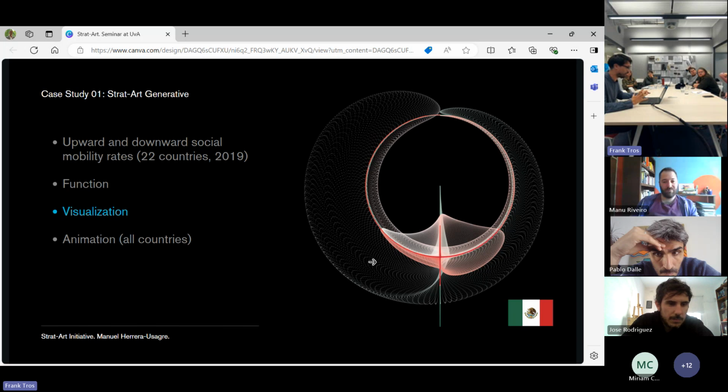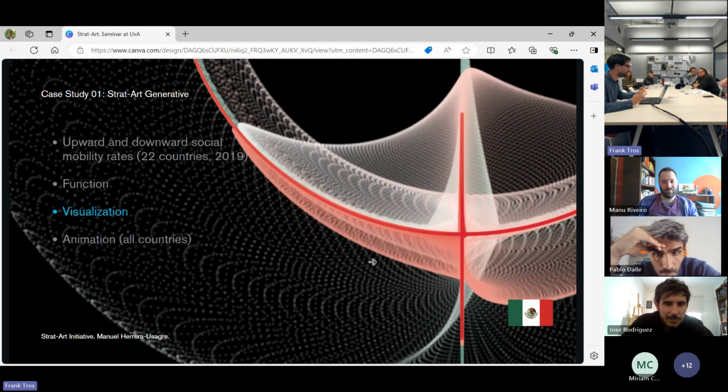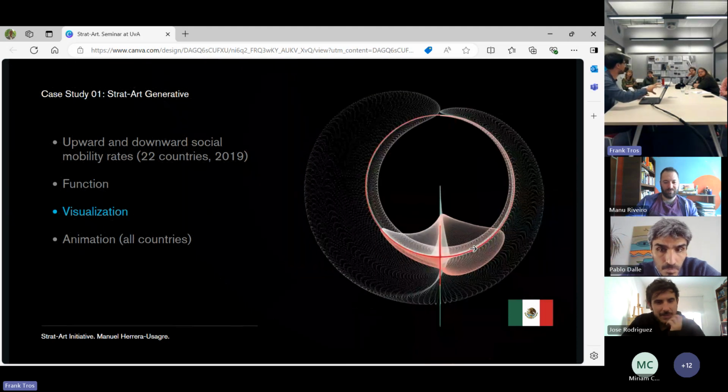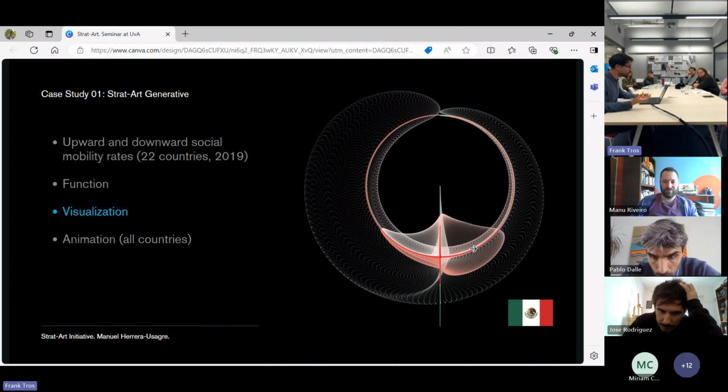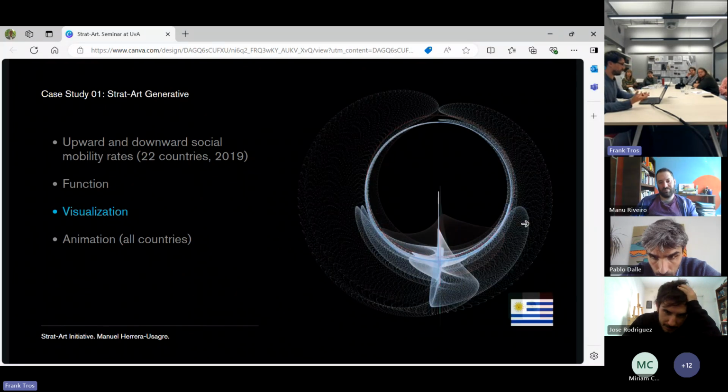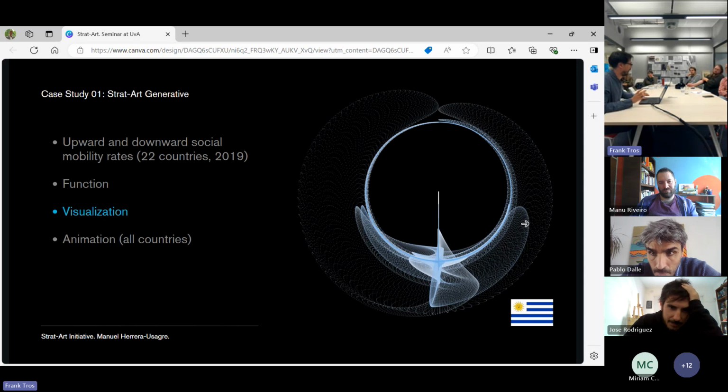If we get a closer look, you can see all those data points. We're talking about hundreds of thousands of data points randomly created, but they form a distinguished view for Mexico. So if we move to another country, let's say Uruguay, it will show something like that. Also, I used the colors of the flag.